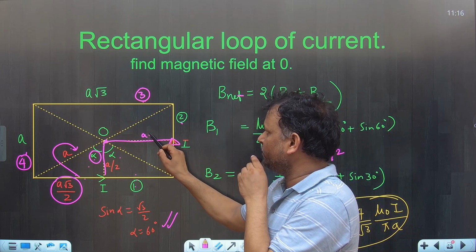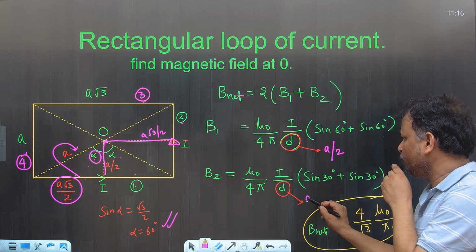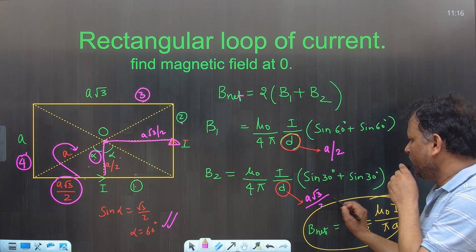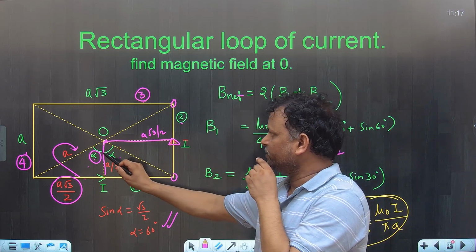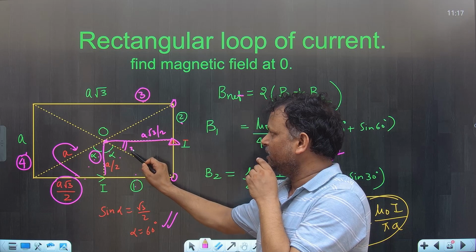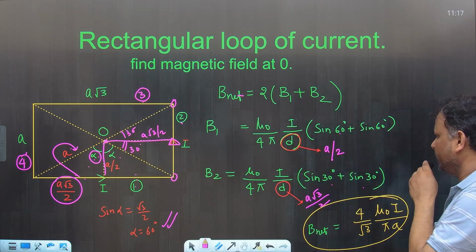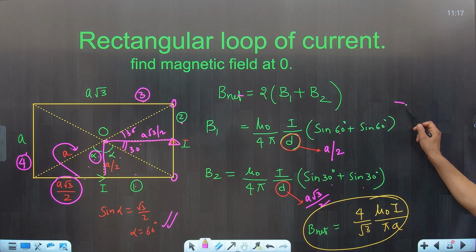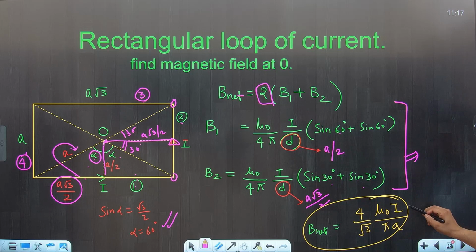So this length will be root 3 by 2. So you will write d here as a root 3 by 2. And what is the angle made by the end points here and here? If this is 60 degrees, this will be 30 degrees and this will be 30 degrees. So sine 30 plus sine 30. So when you add these two magnetic fields and make it double, then you will get this answer.